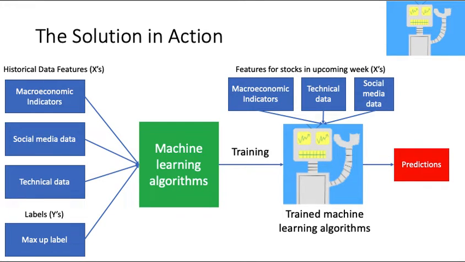When we want to make forward-looking predictions for an upcoming trading week, we just have to feed the trained algorithms the appropriate features for each stock we would like to predict on. Based on the rules that have been derived from historical data, the algorithms will output what they think the label of the unlabeled data will be.